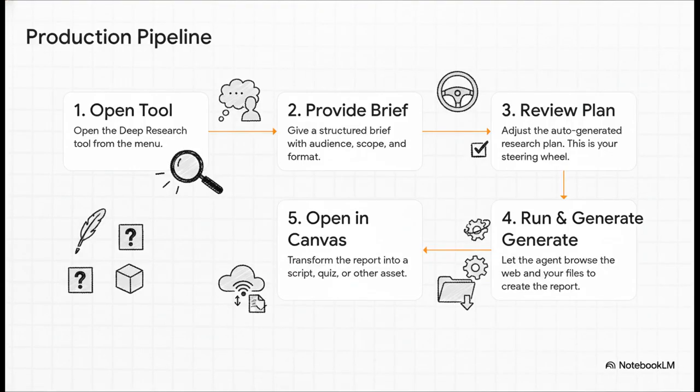So here's the pipeline. Step 1, you open Deep Research. Step 2, you give it a structured brief, not just a question, but details on your audience, your purpose, the scope. Step 3, it generates a research plan. You have to review and adjust this part. Think of it as your steering wheel. Step 4, you hit go. It will browse the web, pull from your files, and generate a full, cited report. And then finally, step 5, you open that report in Canvas to transform it into a final product like a script, a quiz, or even a mini app.